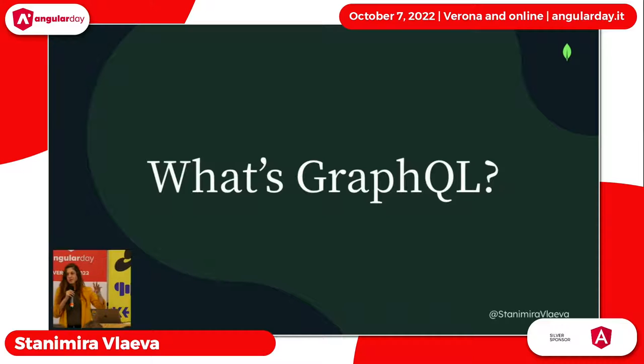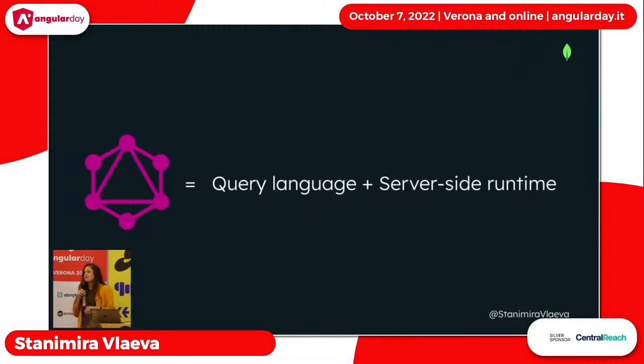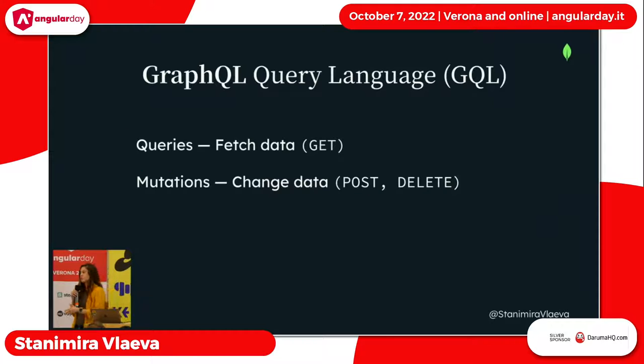But what is GraphQL? Let's take a step back, and before seeing it in action, let's explain what exactly is this GraphQL thing. Well, it's a specification. And in that specification, we have the GraphQL query language and also the GraphQL server-side runtime. So the first part of the definition is GQL, the query language, or how we send requests to our APIs.